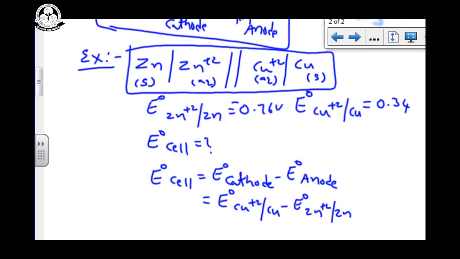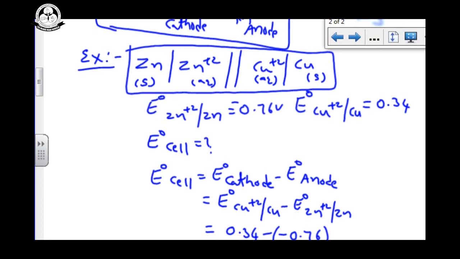So the doubt: it is oxidation at the anode, but you are writing reduction. I already told you the formula will always be in reduction potential, not oxidation potential. That's why we say change the sign. Okay, here copper 0.34 volts minus of minus 0.76 volts. So total is plus 1.1 volts.